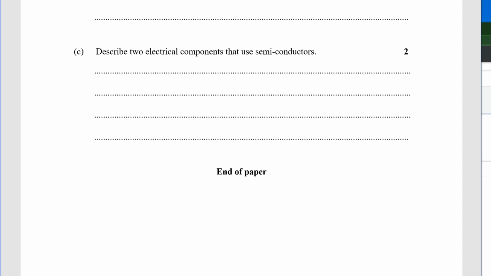You'd only get 1 mark for that. Because it's describe, you need to describe it. So we'd say diodes are used for rectification of AC to DC. That LEDs are diodes that provide light, and we can also say that diodes are used in radios to demodulate AM signals. Describe 2 electrical components that use semiconductors.